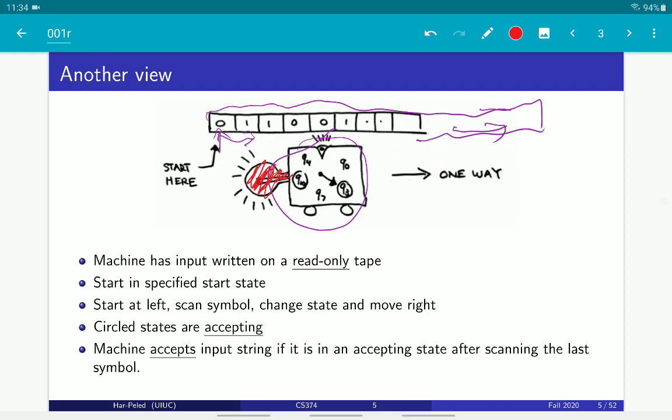If, on the other hand, at the end of reading the input the DFA, this control mechanism, is in a state that is not accepting, then it rejects, and the light is off.